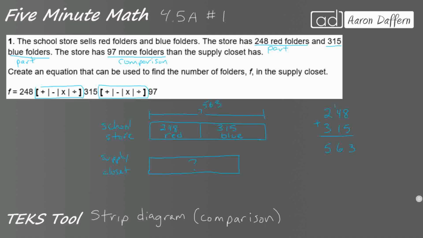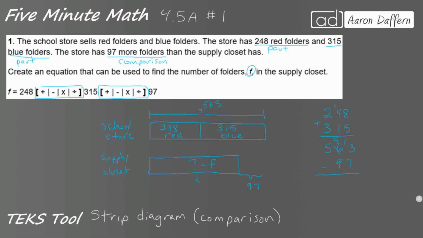We can label it as unknown, but they also give us a letter. So we can graduate, and instead of putting a question mark, we can start putting a letter called a variable that stands for that same question mark, unknown, blank box, whatever. Now, what's the difference between the school store and the supply closet? They tell us there is a gap here of 97. So how can we figure out how much is in that supply closet? Well, we already know that the school store has 563 folders, and that's 97 more. So what we could do is subtract 97 to see what that F is going to be right there.